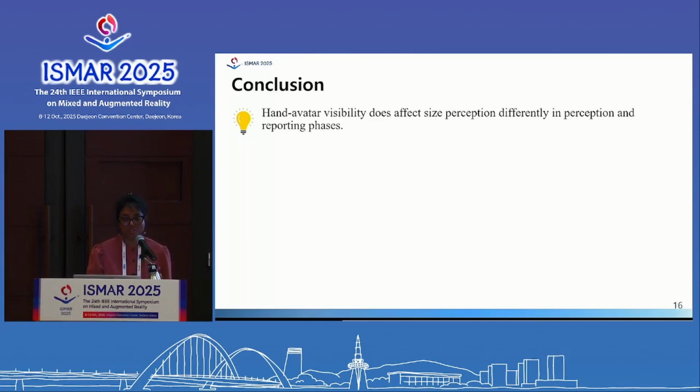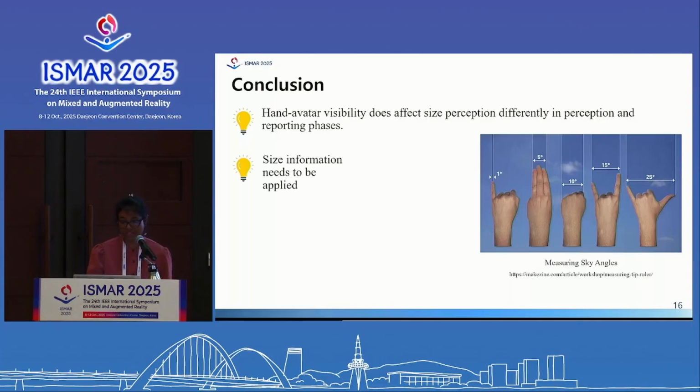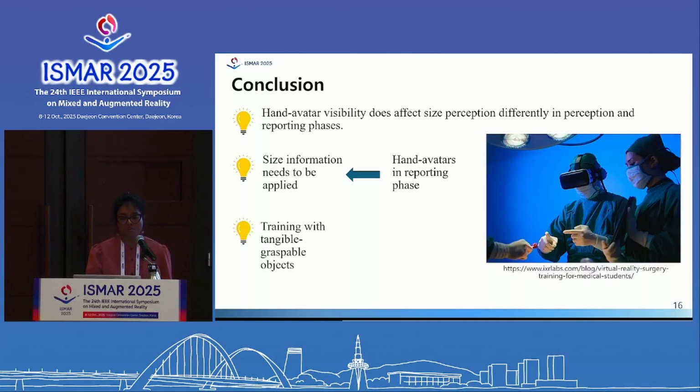Circling back to the research question, our study showed evidence that size perception of tangible graspable objects is indeed influenced by the body-scaled hand avatar visibility when perception and reporting are investigated as separate phases. The results can be applied in the following manner. If the size information needs to be applied in a task, having hand avatars, at least in the reporting phase, would give better accuracy. When training involves tangible graspable objects, having consistent hand avatar visibility is recommended for better accuracy and improved learning.